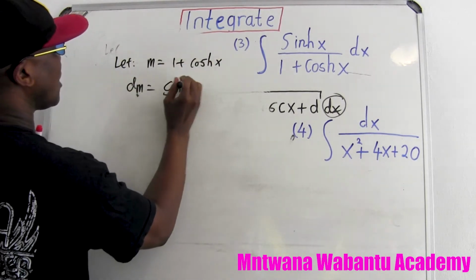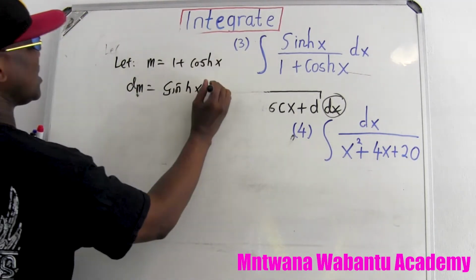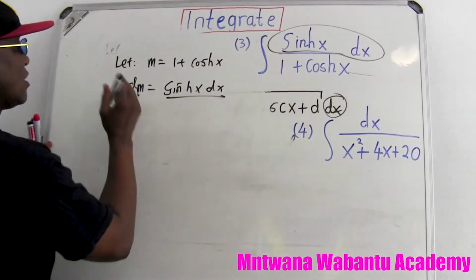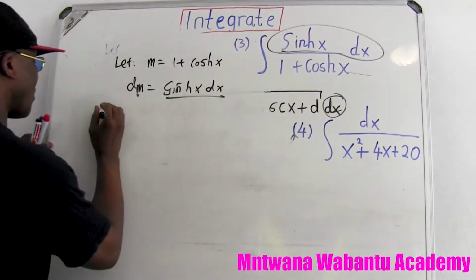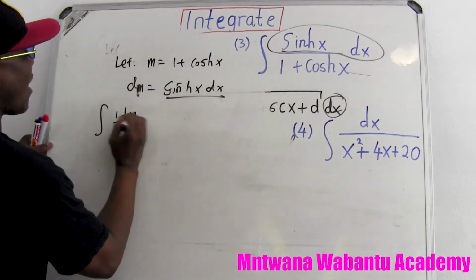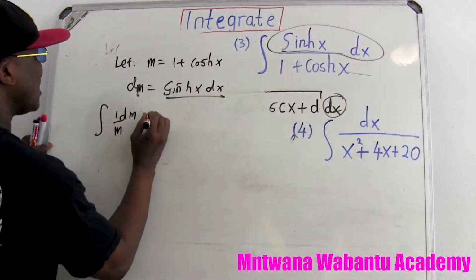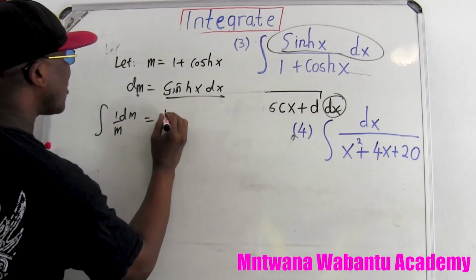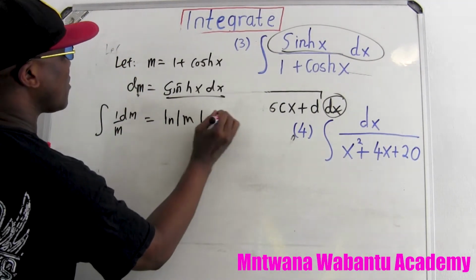This is going to give us sinh x, because this is going to be 0. This is going to be sinh x, but with respect to dx. But all this is this one here. So I'm going to write dm instead of that. So it's going to be integral of dm, 1 over m. So when you integrate 1 over m, it equals ln of absolute m plus constant.